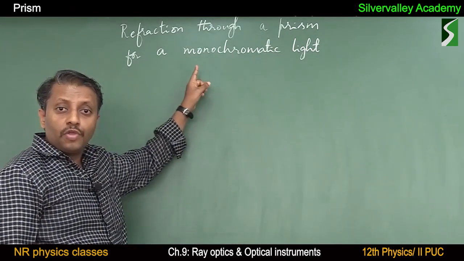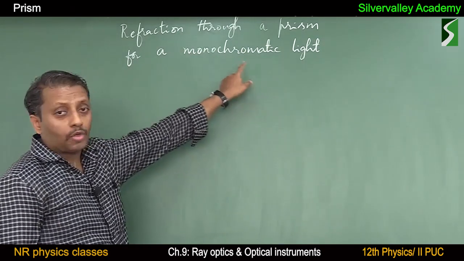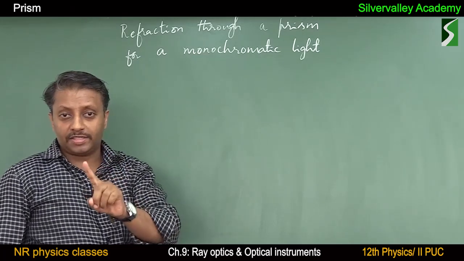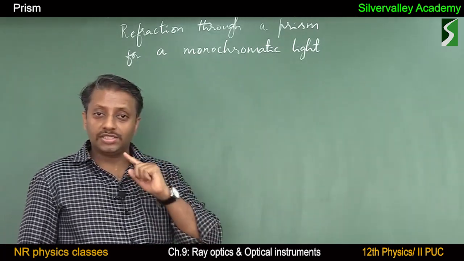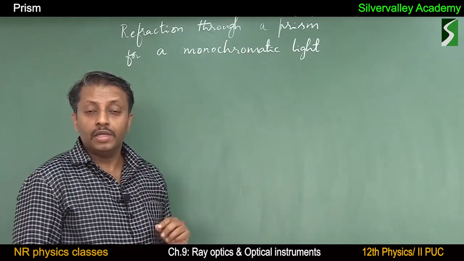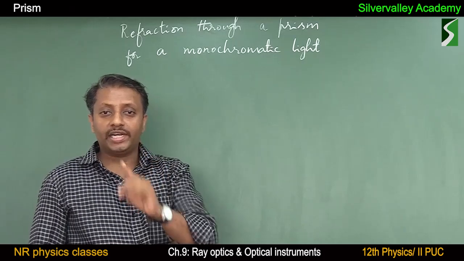Refraction through a prism for a monochromatic ray. Monochromatic light, monochromatic ray. Monochrome means single wavelength. It is a hypothetical concept. Single wavelength is called monochromatic. In reality, it is very difficult to get monochromatic light.